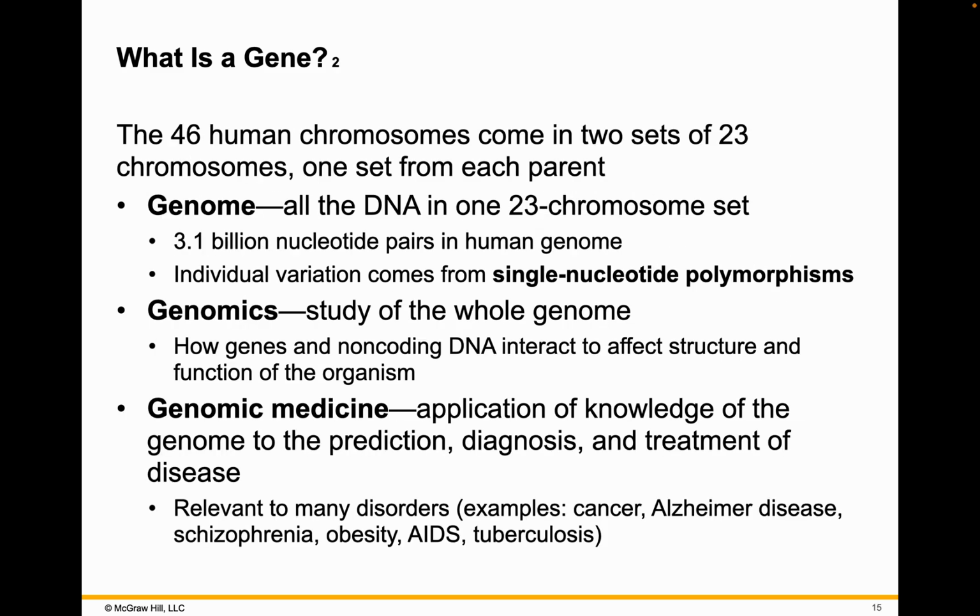46 human chromosomes come in two sets of 23. We get one set from each parent. All the DNA in the 23-chromosome set is known as the genome. Approximately 3.1 billion nucleotides are in a typical human genome. Individual variations come from single nucleotide polymorphisms. Those are nucleotides that can be different between individuals.